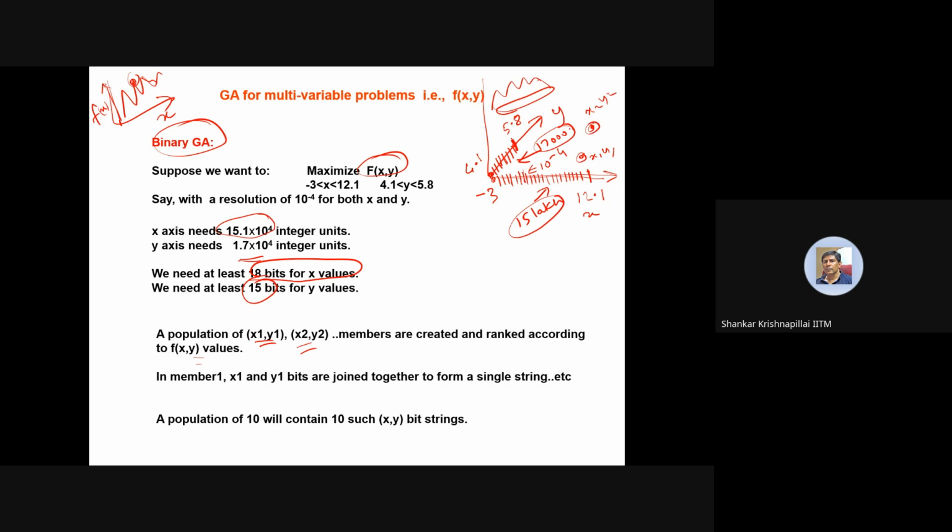Okay. So in each population member, that is x1, y1, x2, y2, etc., the x1 and y1 bits are joined together to form a single string. Okay. So the population of 10 will have 10 such strings. So let us see one member, x1, y1, and another member x2, y2.